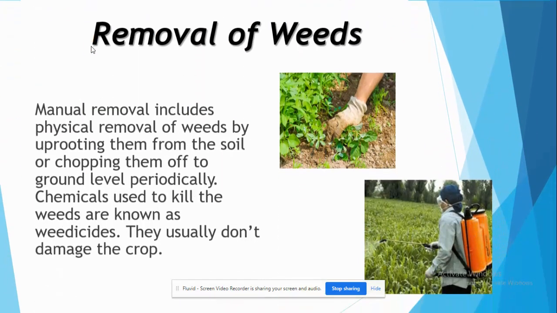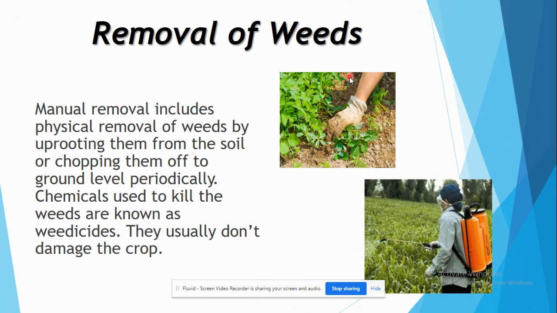Removal of weeds. Manual removal includes physical removal of weeds by uprooting them from the soil or chopping them off to ground level periodically. Chemicals used to kill the weeds are known as weedicides. They usually don't damage the crop. So there are two methods: one is manual removal, and the second is spraying weedicide. We must prefer manual removal because it's harmless, whereas these chemicals may affect the person spraying the weedicide.